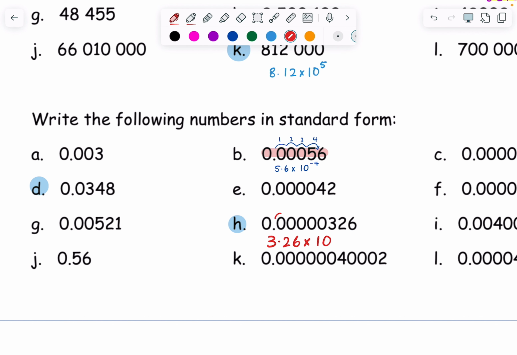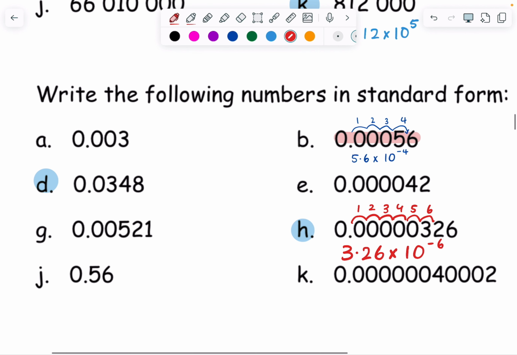Minus 7. Okay, let's check. 1, 2, 3, 4, 5, 6. So 10 to the power minus 6. Okay? Because look, 1, 2, 3, 4, 5, 6. And the other one would be 3.48 times 10 to the power 12. Yes. There you go. Then you have both answers.